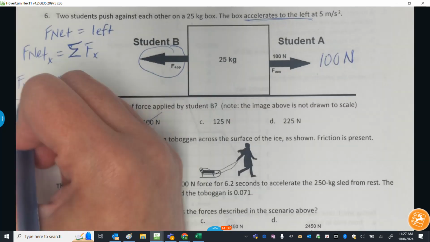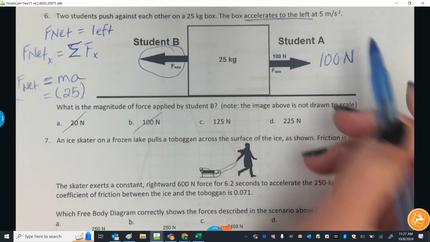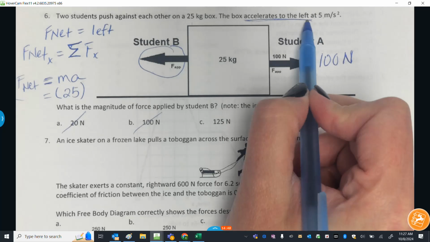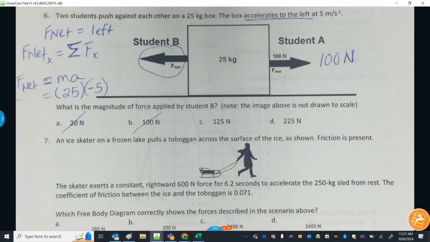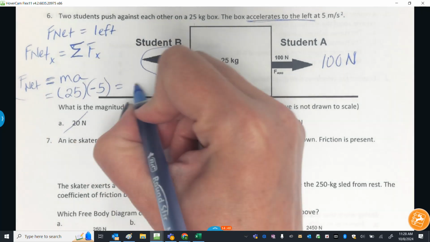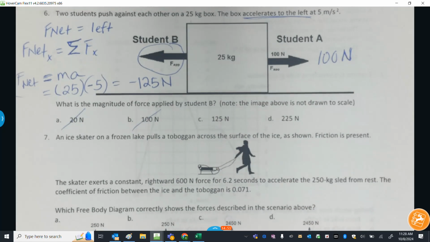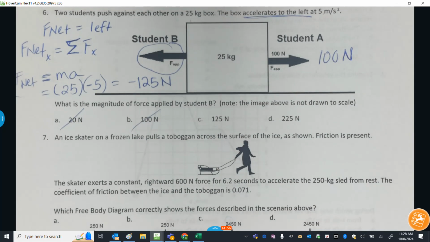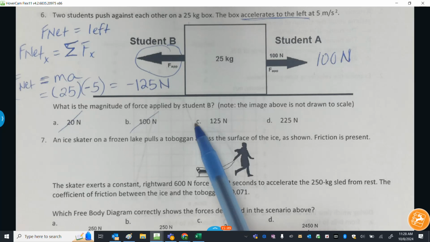Okay, so again, F net equals, my mass here is 25. My acceleration is 5 meters per second squared to the left. So I'm going to put a negative in front of it to make sure I remember it's to the left, which means that my net force is negative 125 newtons, or 125 newtons to the left. That is not the answer to the question. We're not done yet. You'll notice that is a choice down here, but that doesn't mean it's the answer. We need to see if it's the answer or if it's something else, because it could end up being the same number. So we need to check it.